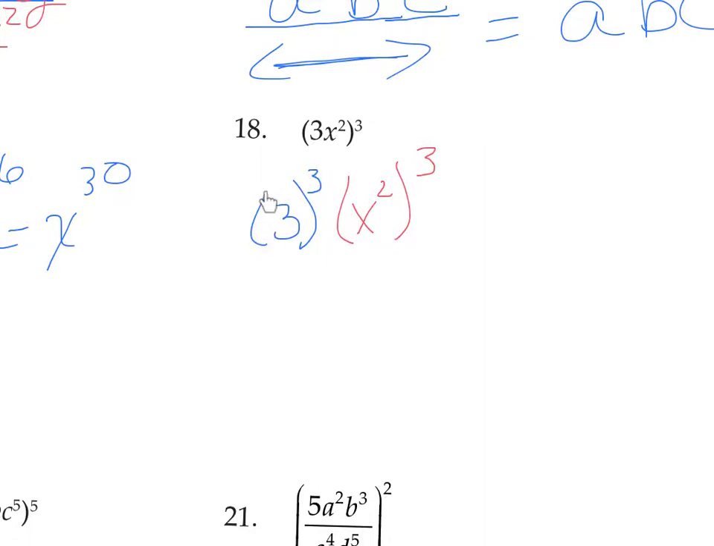So then we simplify. 3 cubed is 3 times 3 times 3, which is 27. These exponents are stacked, so the shortcut is to multiply them. And 2 times 3 is 6.